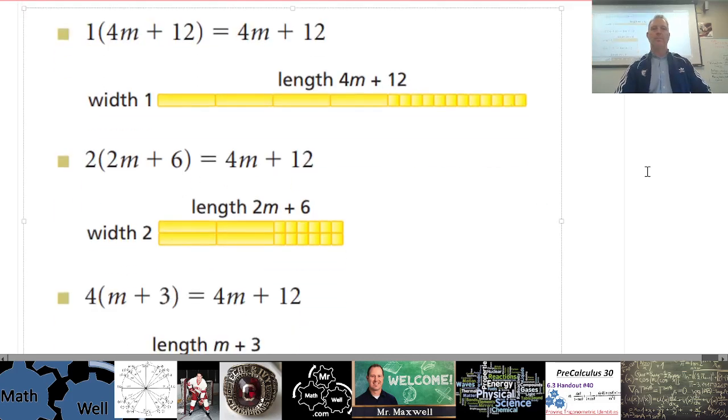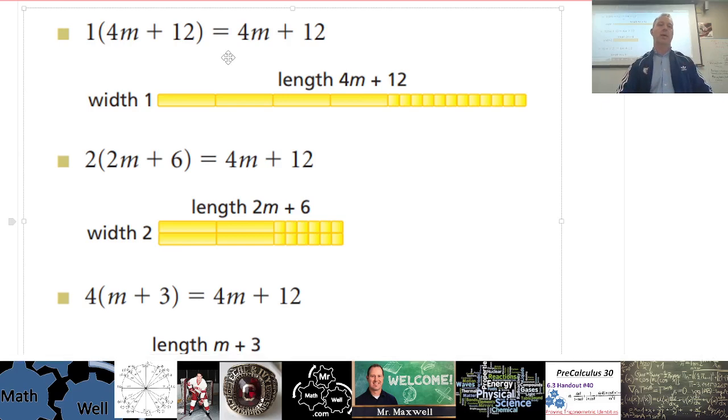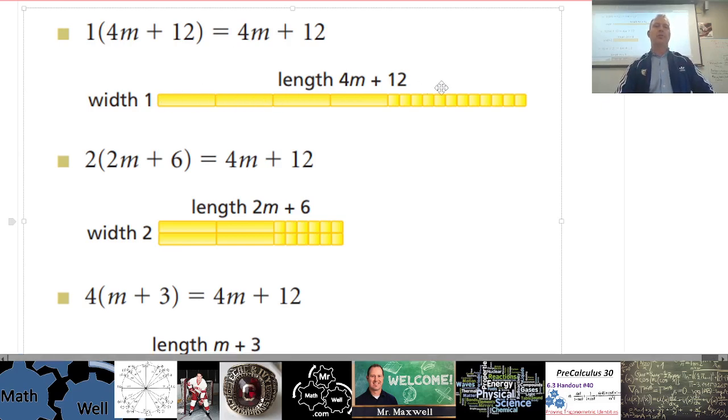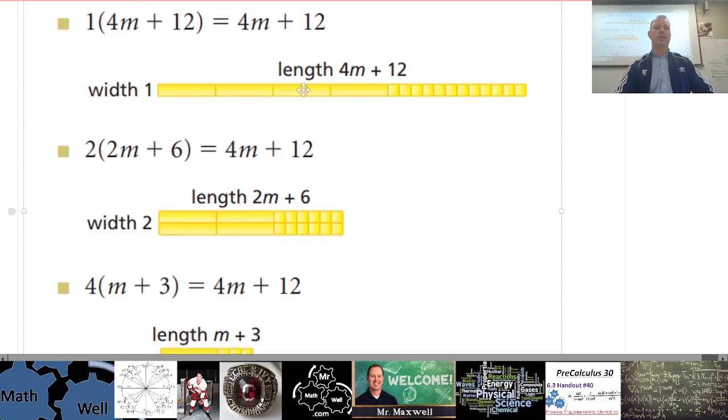Now if we consider factoring an expression, or writing an expression as a multiplication of two things, there are different ways you could do this. This setup with these algebra tiles has one single row. It's a width of one unit, and then we have a length of 4m plus 12. So to write this as a multiplication statement, we have 1 times 4m plus 12. Think about this: it's a rectangle with width 1 and length 4m plus 12.